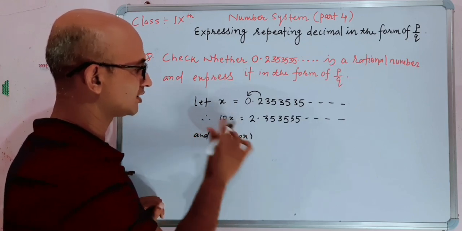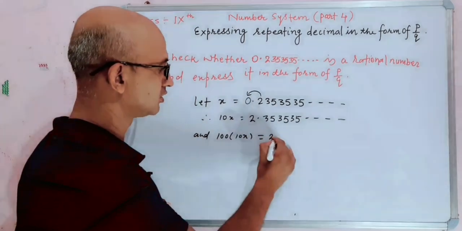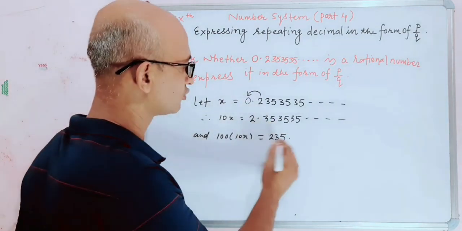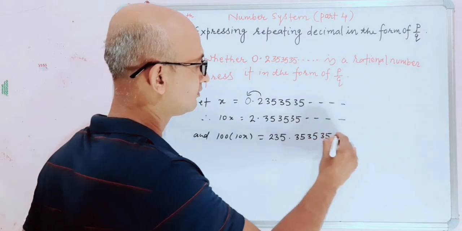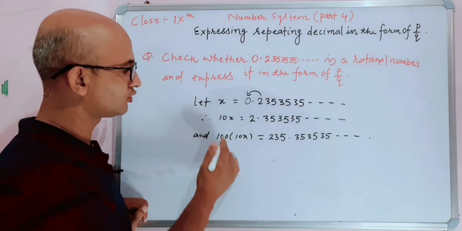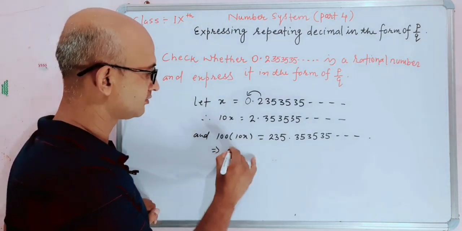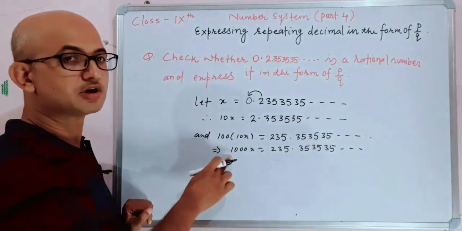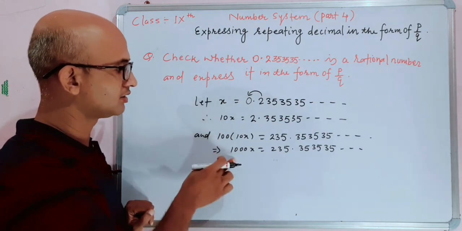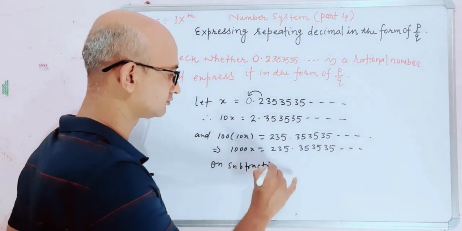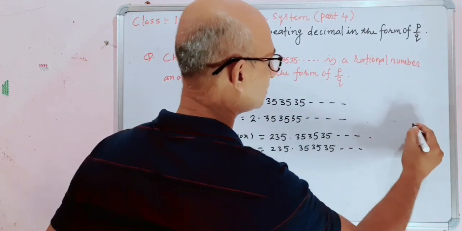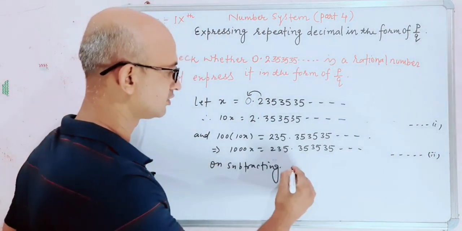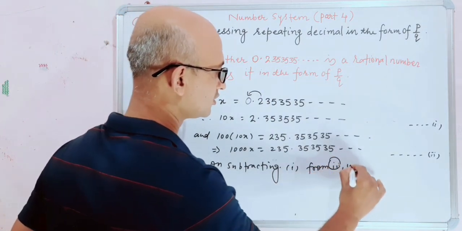Let us multiply this expression, 10x, by 100. On multiplying this decimal number by 100, the two digits come to the left side of the decimal. So we get 1000x equals 235.353535 and so on. Now these two decimal expressions are like, therefore we will subtract them. Let us consider the first one as the first equation and this one as the second equation. Therefore we will subtract the first from the second.